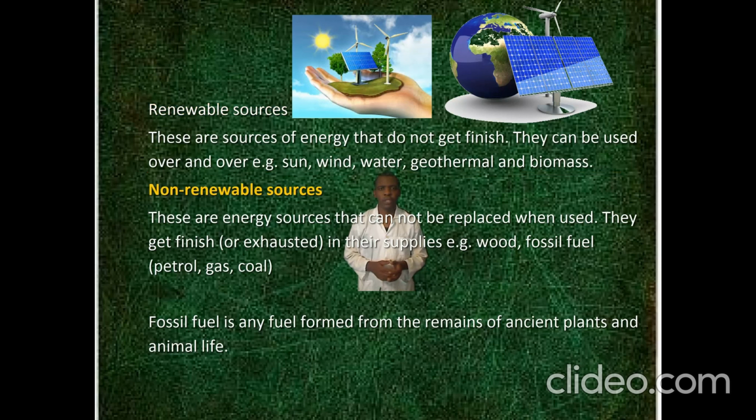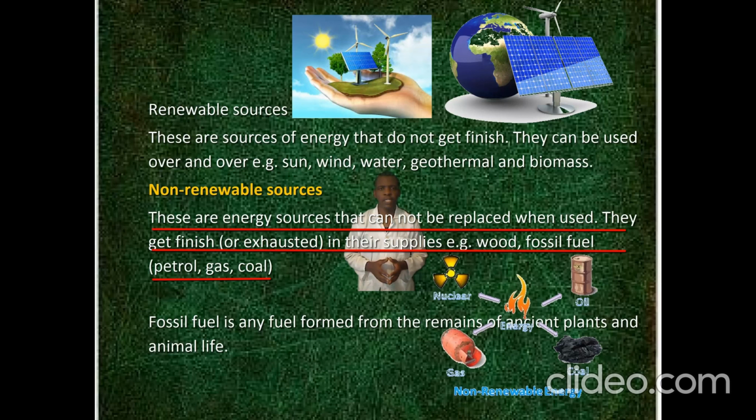Non-renewable energy sources. These are energy sources that cannot be replaced when used. They get finished, that is, exhausted in their supplies. Examples: wood, fossil fuel. Fossil fuel is any fuel formed from the remains of ancient plants and animal life.